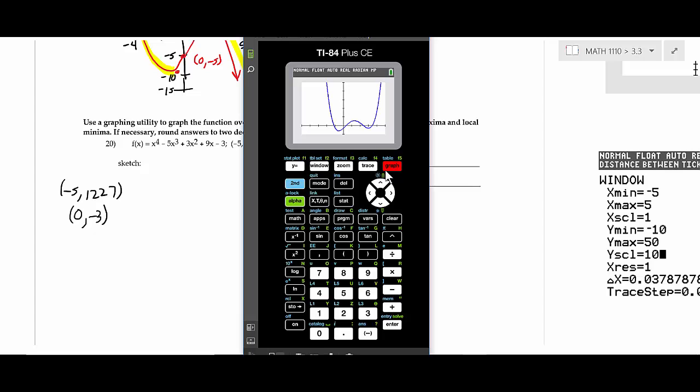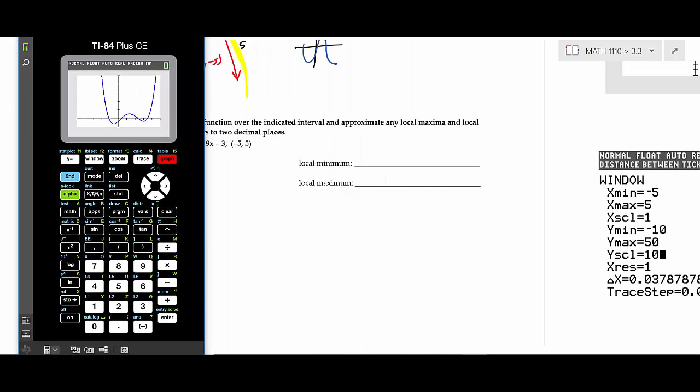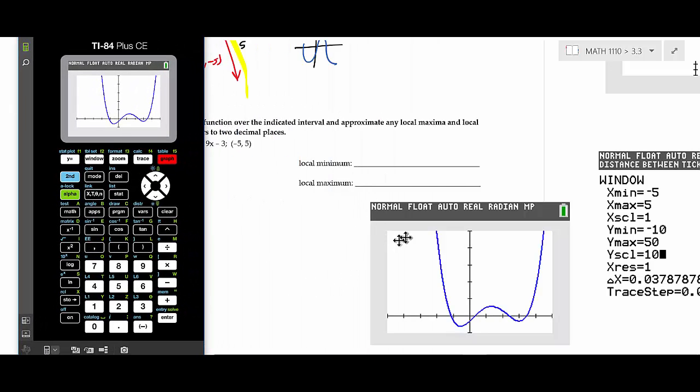So if you got that, you're going to have 2 local minimums and then 1 local max like this. What I'm going to mainly do on this is just put that graph there. You can sketch a graph, but then I'll go ahead and find the mins and maxes. If you use that window, you should be able to get this okay.